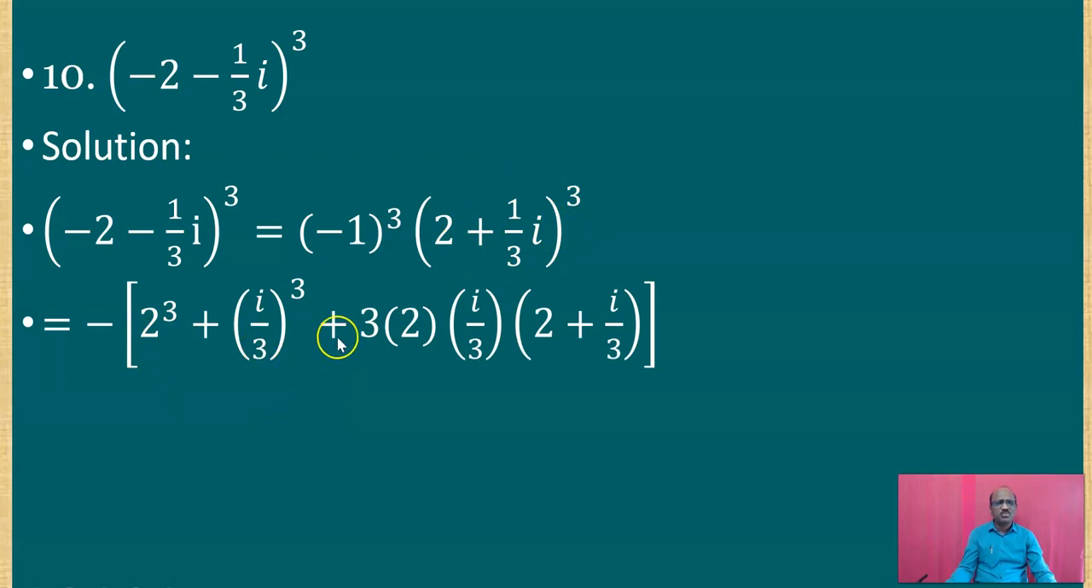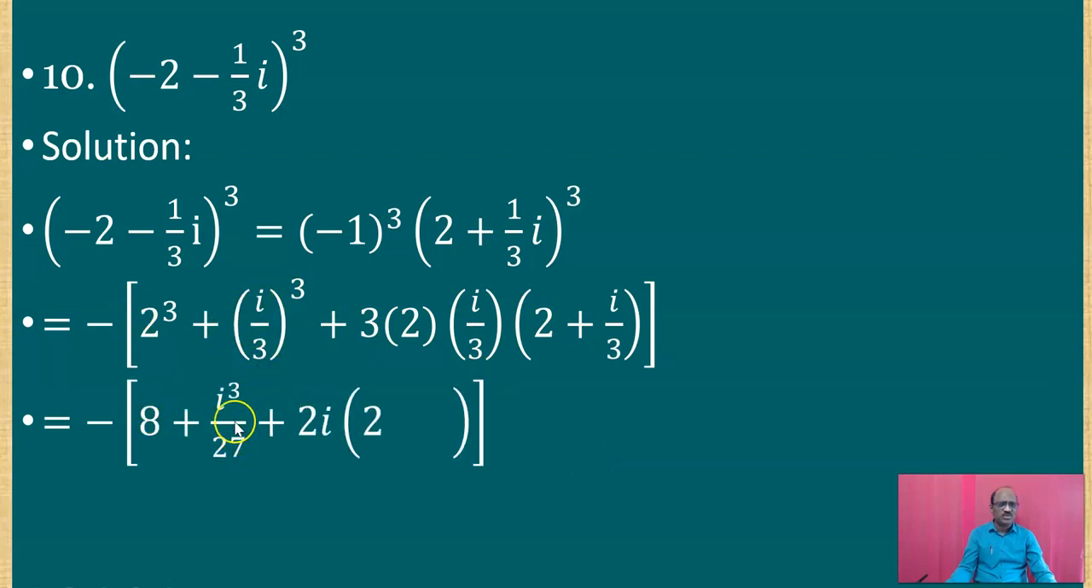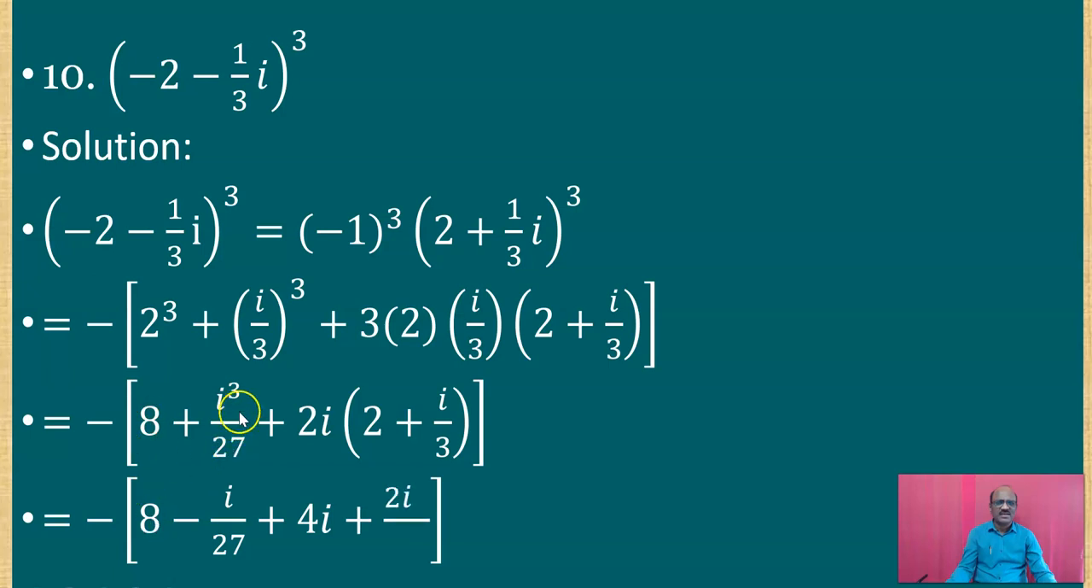Now 2 plus 1 by 3i bracket cube means what again? a cube plus b cube plus 3 times a into b in bracket a plus b. Normal formula. 2 raised to 3 is 8. 1 by 3i bracket cube means what? i cube upon 27, and if 3 gets cancelled you will get 2i in bracket 2 plus 1 upon 3i. Again simplification: minus 8. i cube means what again? Minus i upon 27 plus 4i.